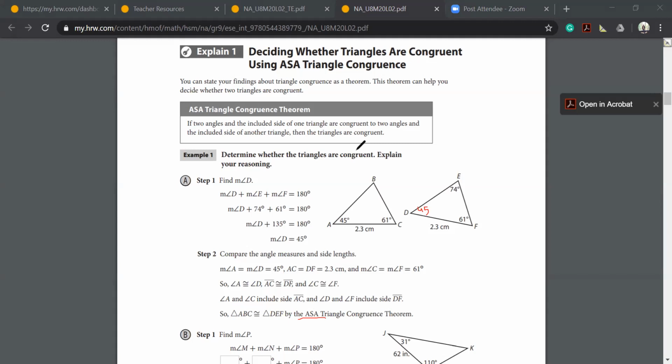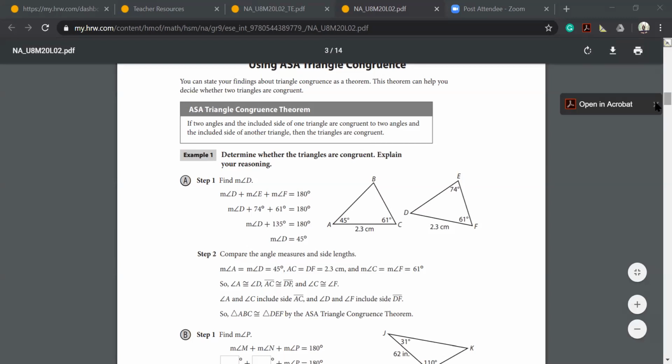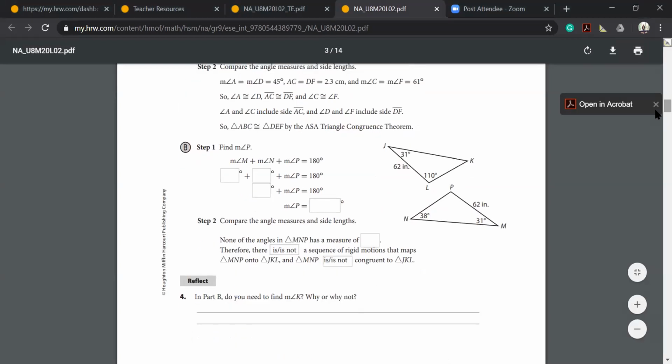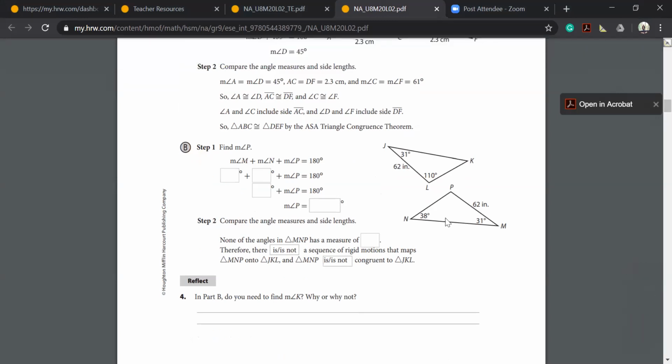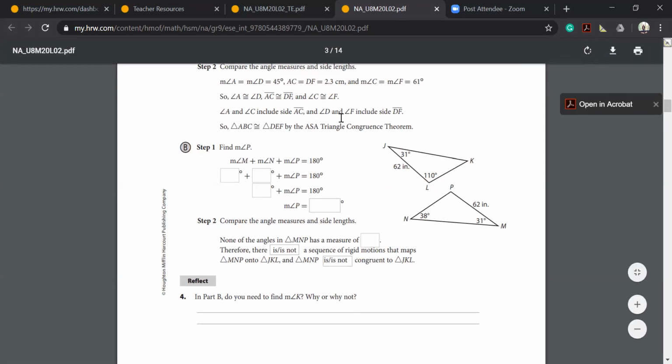Okay, let's do question B together. Just read the question. In the question, we have J, K, L, and M, P, N. As you can see here, I have angle, side, angle. So this triangle is ready. But here, I have angle, angle, side. So no. The result for me is to find measure angle P, right? So let's find measure angle P.